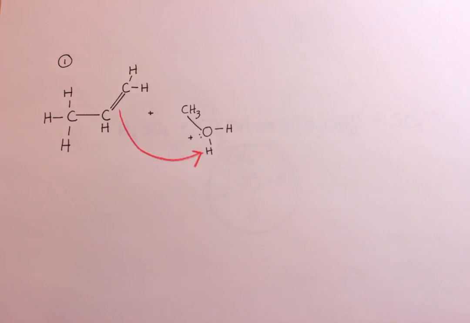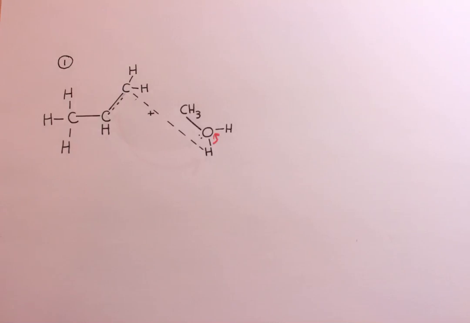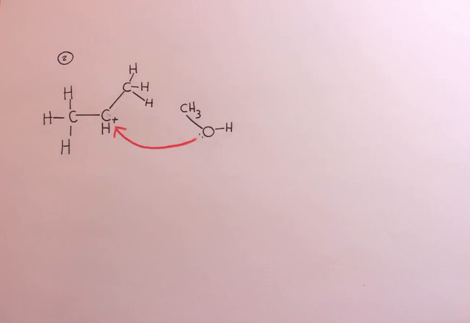Step 1. The double bond acts as a nucleophile, attacking the hydrogen attached to the protonated methanol. As that hydrogen bonds to the propyl group, it passes its bonding electrons to oxygen. This is the slow step of the reaction. Step 2. The oxygen acts as a nucleophile, attacking the positive carbon ion electrophile.